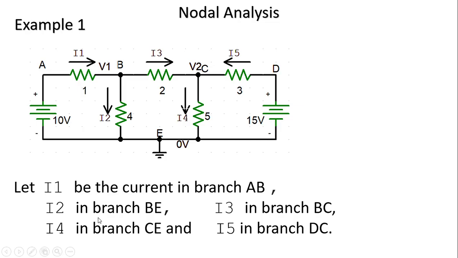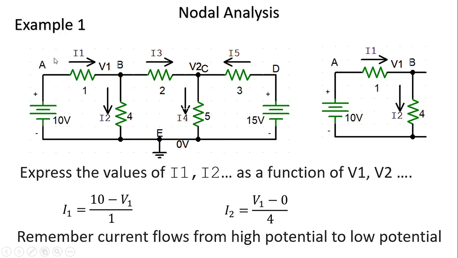I4 is the current in branch CE and I5 is the current in branch DC. So these are the next step, right? Now we are going to express I1, I2, I3, I4, I5, the current components in various branches, as functions of V1, V2 and so on, right?